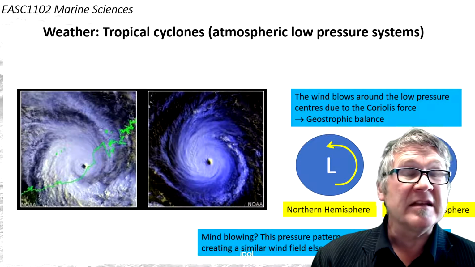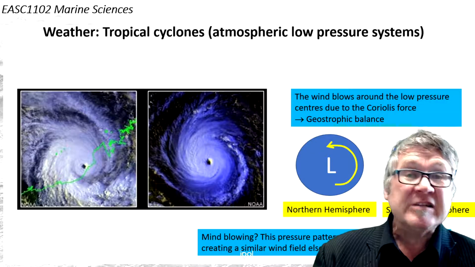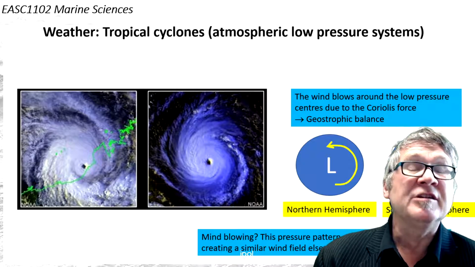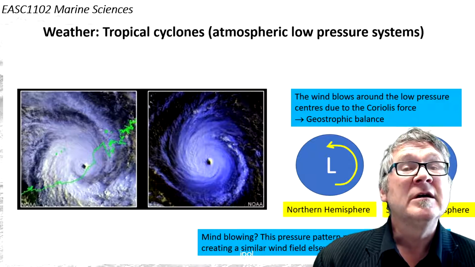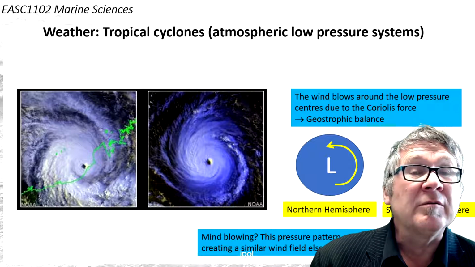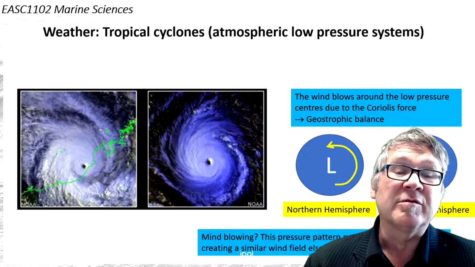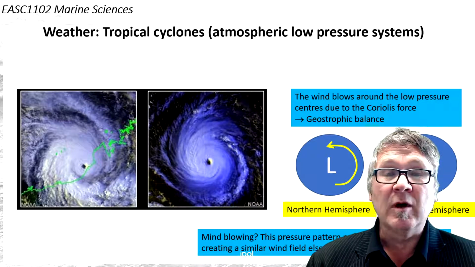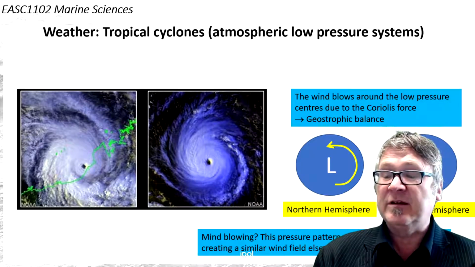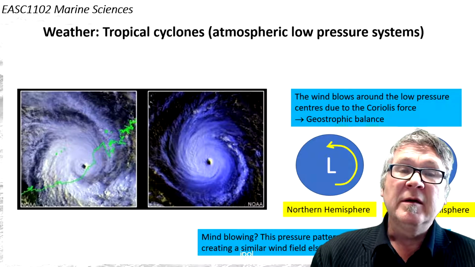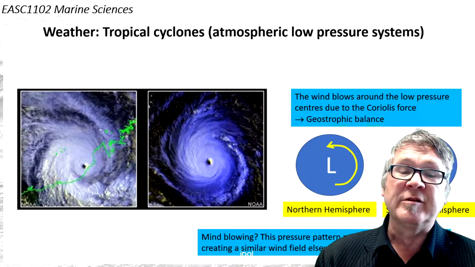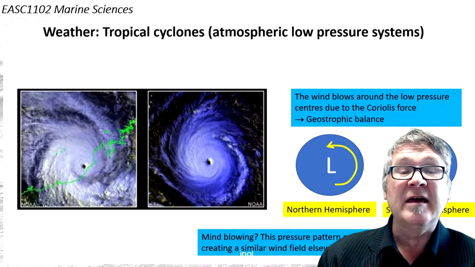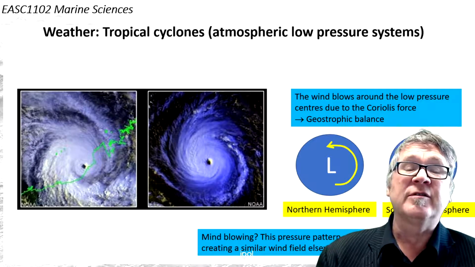Okay, it's the balance between the pressure gradient force that initiates these systems, that comes from the density difference, and the Coriolis force, which comes from the Earth's rotation. Okay, so now one interesting feature to remember is that the direction of the wind changes between the northern hemisphere and the southern hemisphere. And next to my head, it shows the situation for the northern hemisphere.